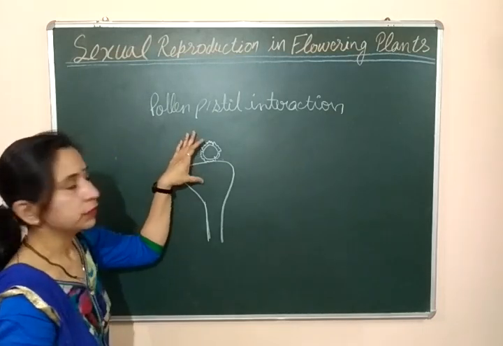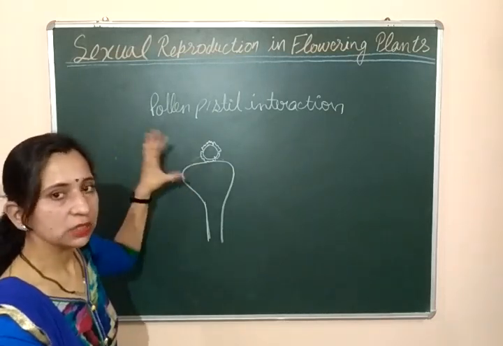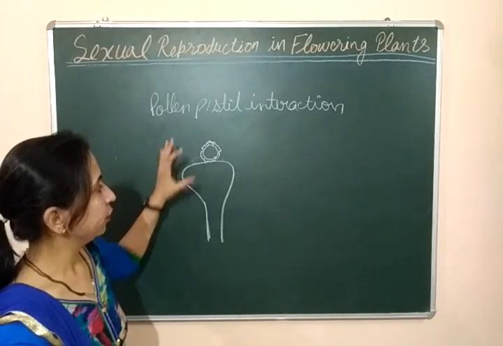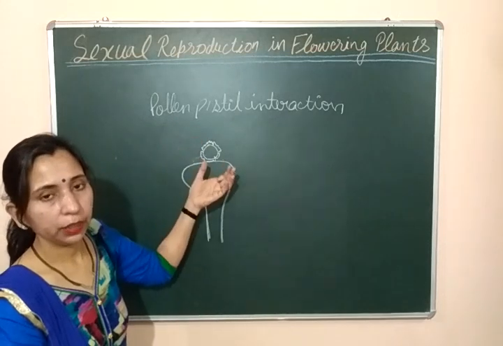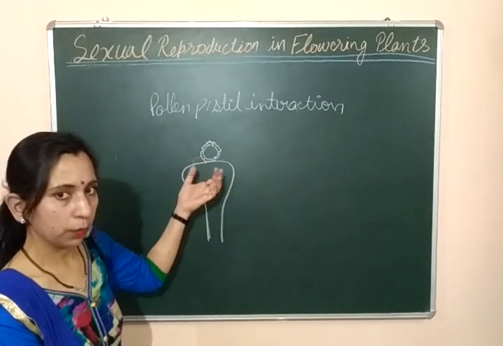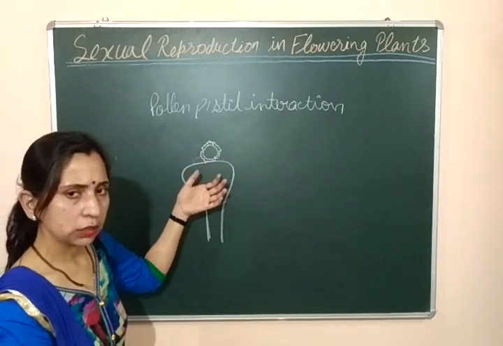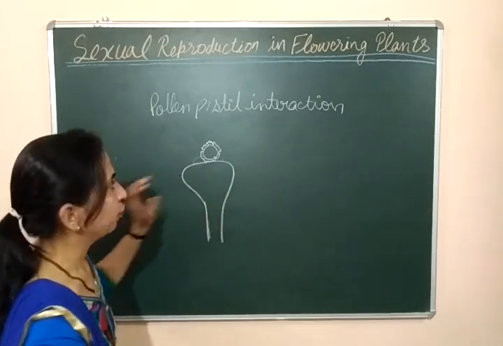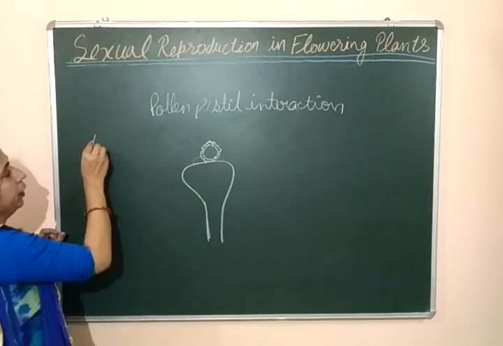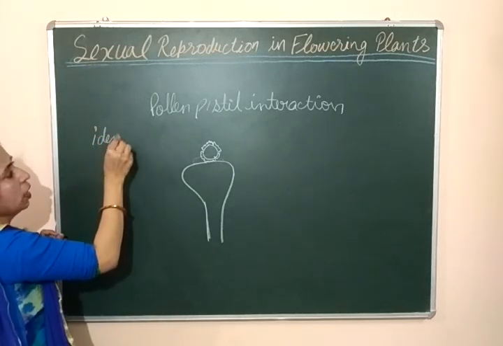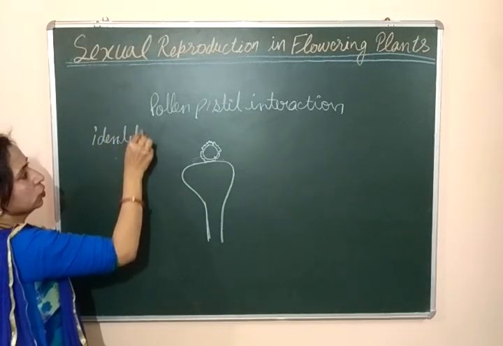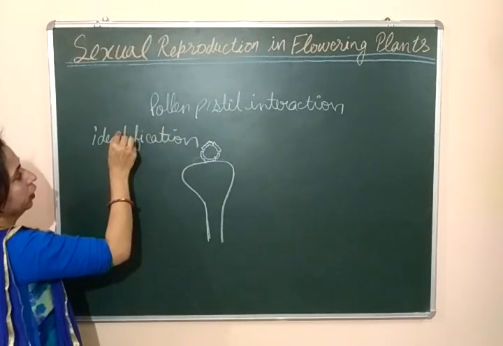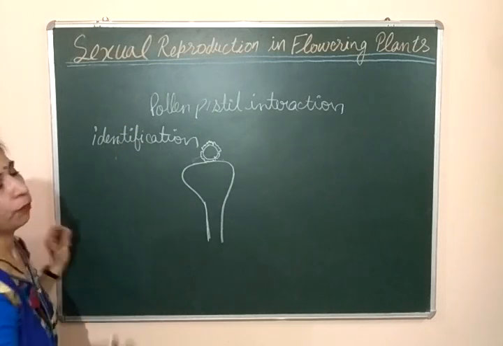When these pollen grains reach the stigma, it starts identifying or rejecting them. Means वो देखेगी क्या pollen grain सही टाइप का है. अगर सही होगा तब आगे की सारी इवेंट्स जो है वो स्टार्ट होंगी. तो फर्स्ट स्टेप इज identification. First thing that happens here is the identification of the pollen grain.